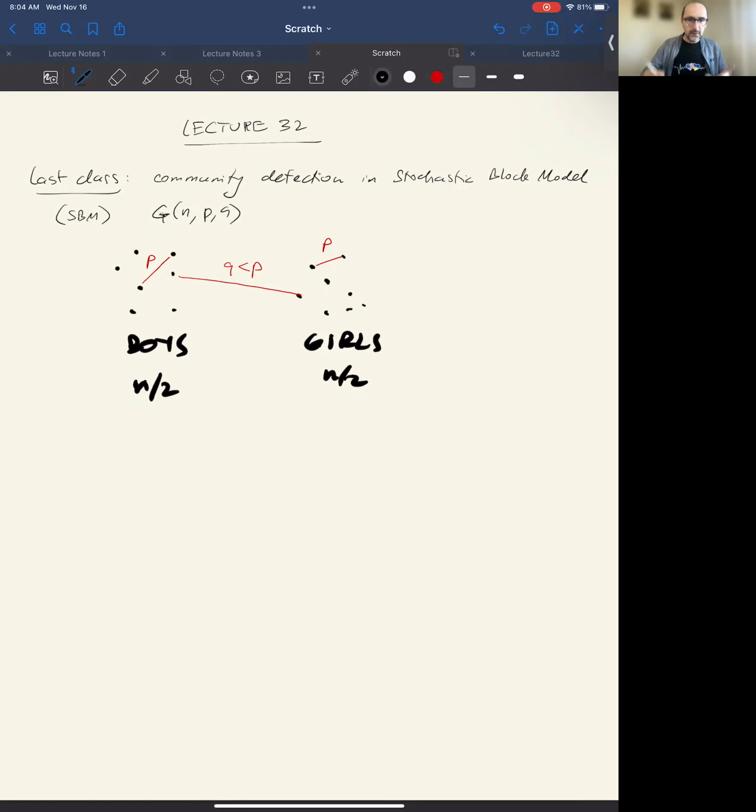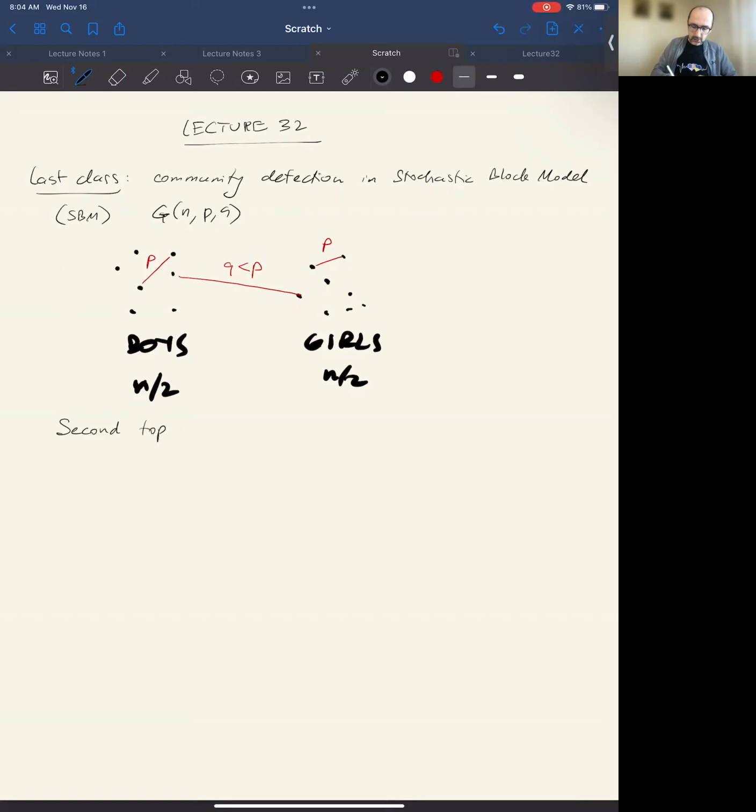And now the question is, we get a graph generated from this model, a network generated from this model, but we do not know where the communities are. We would like to build an algorithm that finds these communities as best as possible. And we did that last time. The key to success was spectral properties of the adjacency matrix. So we look at the adjacency matrix A, we look at the eigenvectors. Specifically, the first eigenvector will not tell you anything. The second eigenvector will be informative.